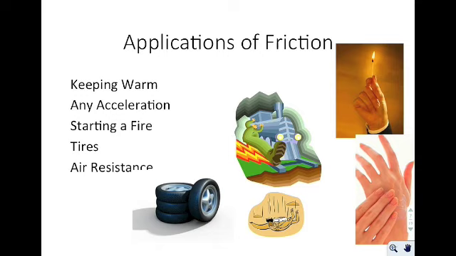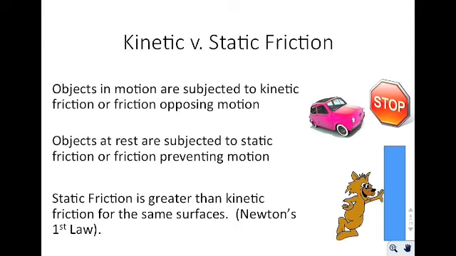Tires need friction, so they want to have the right amount. They don't want to have too much, they don't want to have too little. Starting a fire, rubbing two sticks together generates heat, which allows you to produce a flame. Air resistance is an example of friction. So you want to have friction in order to make things work, but sometimes you want to reduce it.